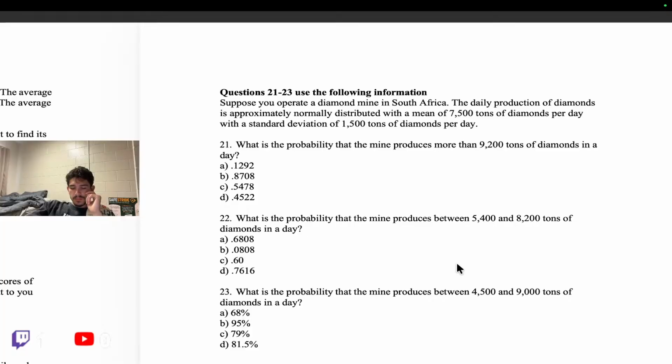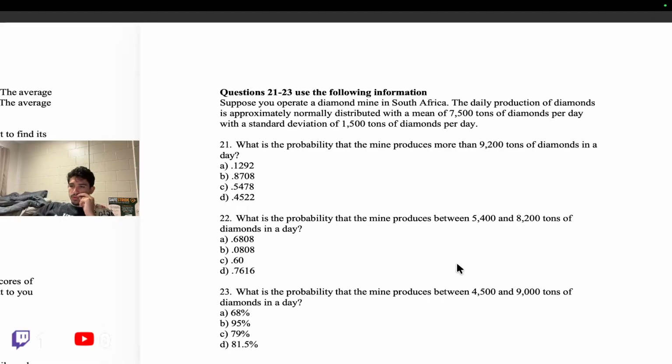21. Suppose you operate a diamond mine in South Africa. The daily production of diamonds is approximately normally distributed with a mean of 7,500 tons per day, standard deviation 1,500. What is the probability that the mine produces more than 9,200?